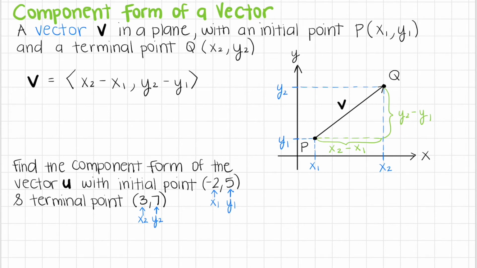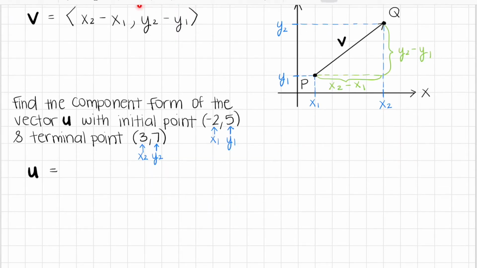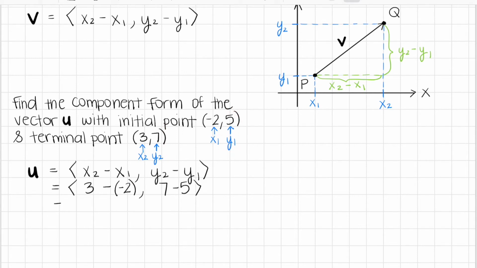So to find our vector u, we will go ahead and write the formula above, x2 minus x1 and y2 minus y1. So now let's plug everything in. We have our x2 is 3 minus our x1 is -2, and our y2 is 7 minus our y1, 5. So 3 minus -2 is 5, and 7 minus 5 is 2. So this is our vector u in component form.